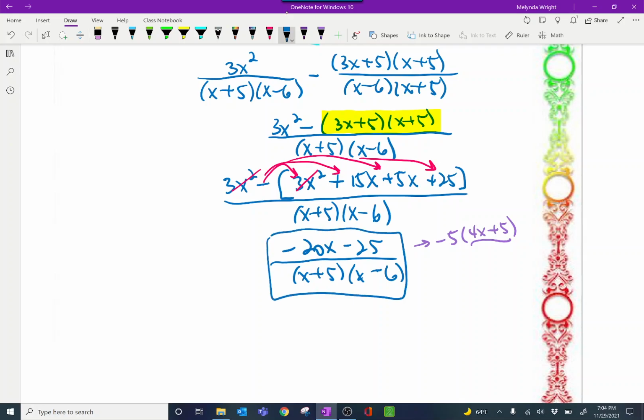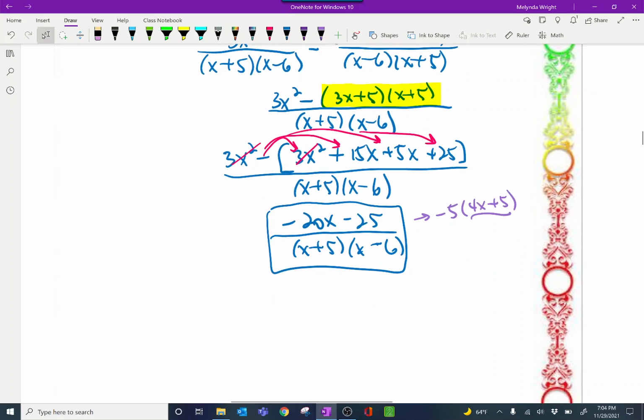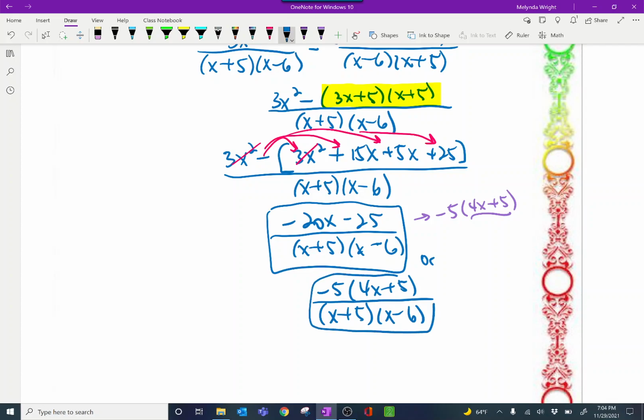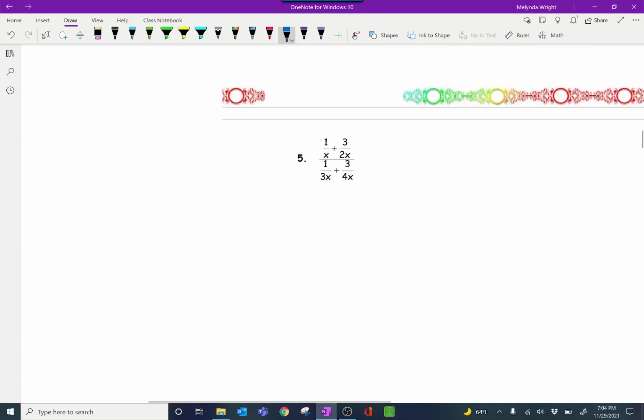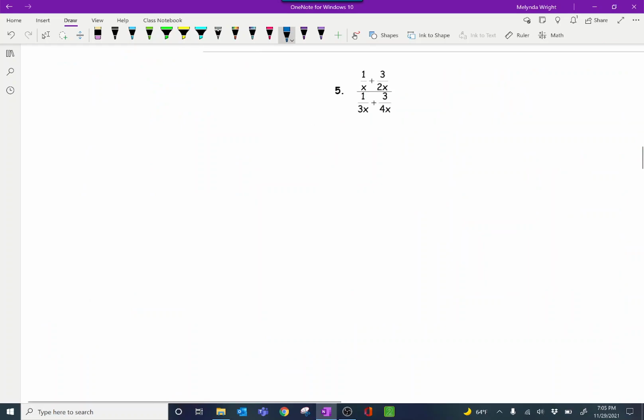You can leave it like that, or if you prefer, you can leave the numerator factored as well, and you can leave it like this. They both are acceptable answers. So you could do this one, or you can have that as your answer, whichever one you would prefer. Okay. All right, let's move to the second page. We've got a couple of problems over here to work through.